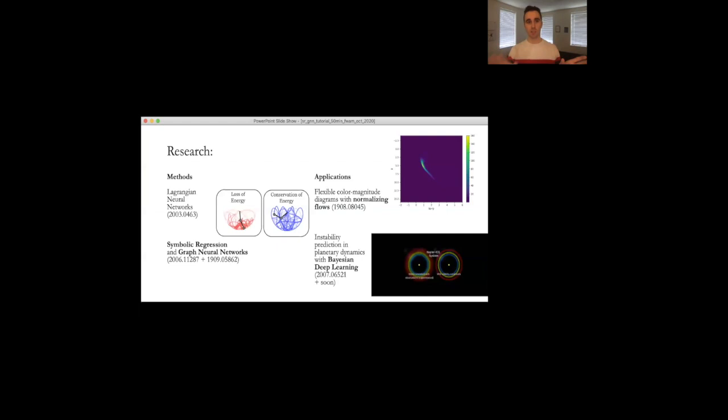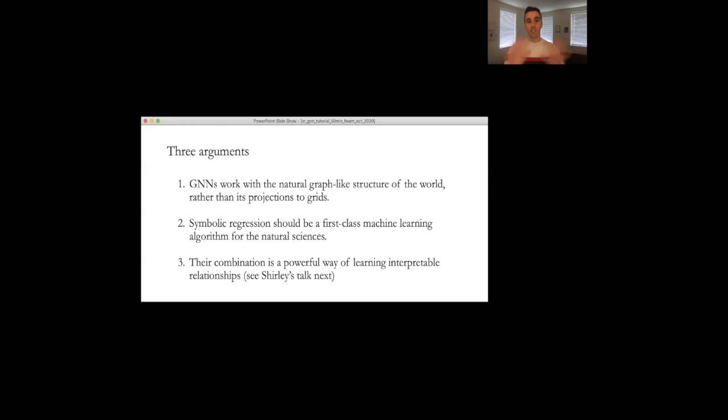In this talk, I want to make three main arguments. If you remember nothing else from this talk, I want you to know these three. The first one is graph neural networks, or GNNs. They're a type of neural network architecture that allows you to work with the natural graph-like structure of the world rather than the world's projection onto grids, as is most machine learning.